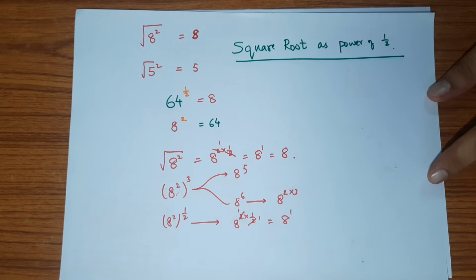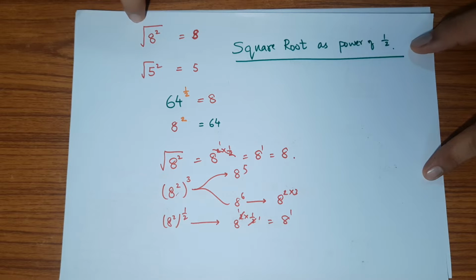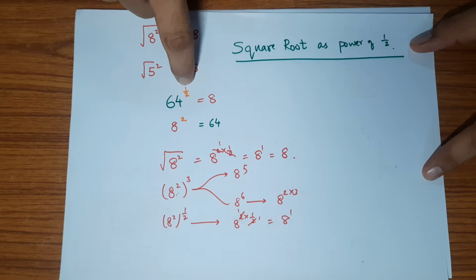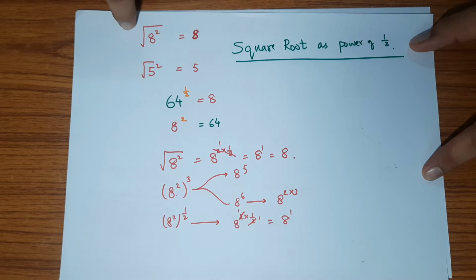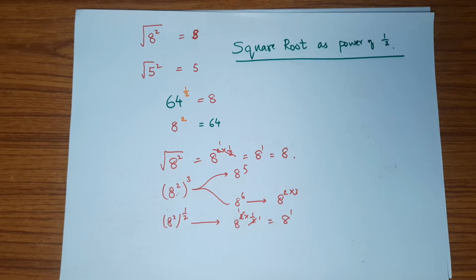So another question that comes up is this idea: is this the square root symbol? Is it a power of half? They two mean the same thing. So the square root is basically a power of half, right? And we have already seen in another video that 8 square means the side is 8. What is the area? What is the side? So that's 8. This is clear.